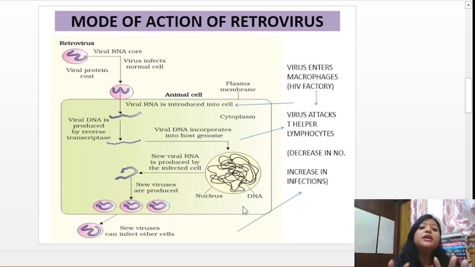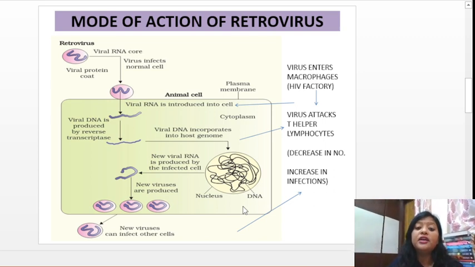macrophages. Basically, when the virus is entering our body, it will go and enter the macrophages. It will release its RNA out there. So what will happen? This RNA will be converted into DNA with the help of reverse transcriptase. So basically the macrophage is becoming an HIV factory. Why HIV factory? Because it is producing this RNA and converting it into DNA inside it. Remember, macrophages are known as the HIV factory.